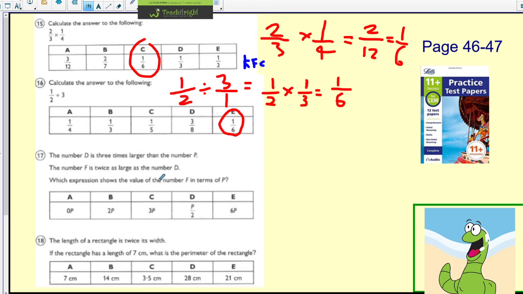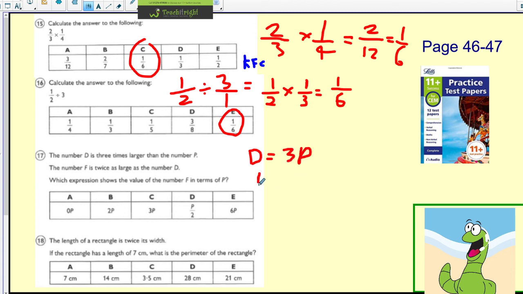Good question. Number 17. The number D is 3 times larger than the number P. The number F is twice as large as D. What expression shows the value of the number F in terms of P? Okay, well, so D is going to be 3 times larger than P. So D is equal to 3 lots of P.